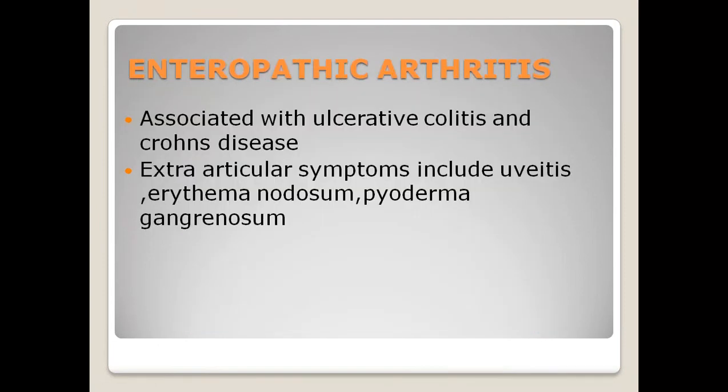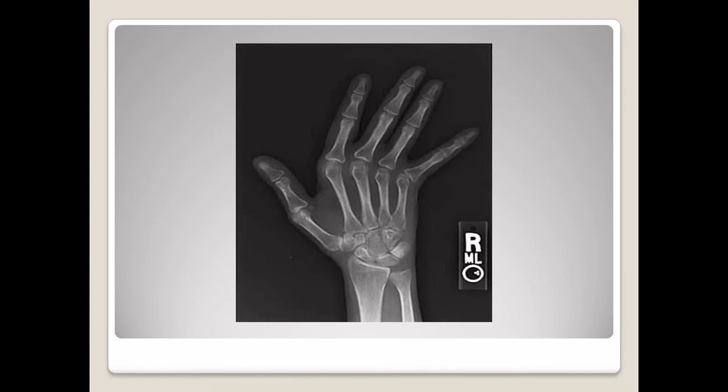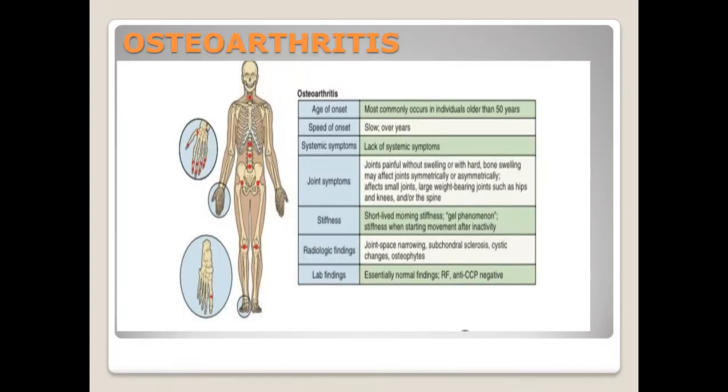And enteropathic arthritis is associated with ulcerative colitis and Crohn's disease. And the extra-articular symptoms involve uveitis, erythema nodosum, pyoderma gangrenosum. And the arthritis in SLE: it's symmetric and non-erosive, and only a few persons, like 25%, may show erosive arthritis, but mostly it is symmetrical and non-erosive arthritis, most commonly involving joints of the hand, wrist, and knee. See here, this is how it looks. Next is osteoarthritis. So this is important.